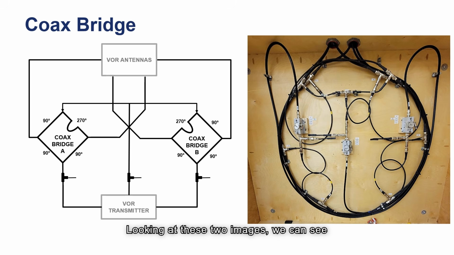Looking at these 2 images, we can see the schematic representation to the left of a coax bridge and the actual field installation of what that looks like. Note the carrier and sideband wattmeter bodies, stubs, and antenna feed line stretchers for final adjustments.